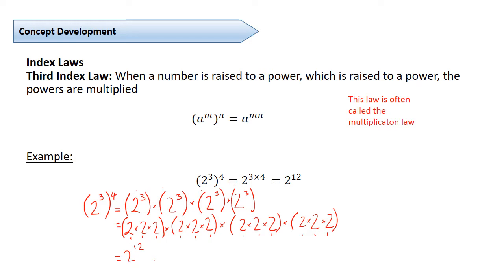Now you could imagine that this whole stepped out working gets even harder to do. If we had, maybe, 5 to the power of 17 all to the power of 20, you're going to be there all day trying to write out all of those silly 5s. You're going to have quite a few. So this law always works, and it saves us from having to write out a bunch of work. Very, very powerful law, one of my favorites.